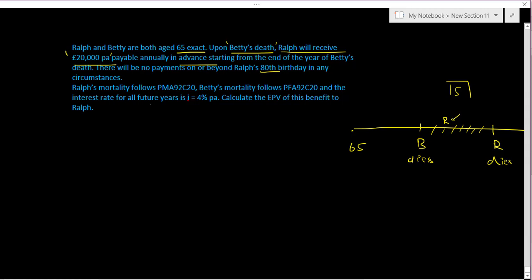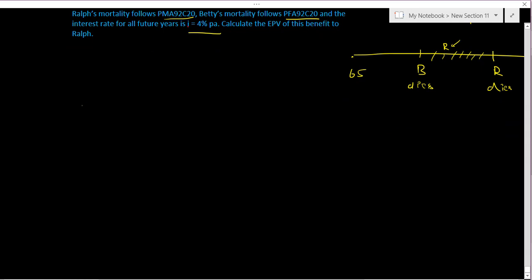there would be no payments under any circumstance. Ralph's mortality follows PMA92C20 and Betty's follows PFA92C20, and the interest rate is 4%. Calculate the EPV of the benefits. So that is the idea behind this contract. Let's see how we work this out.